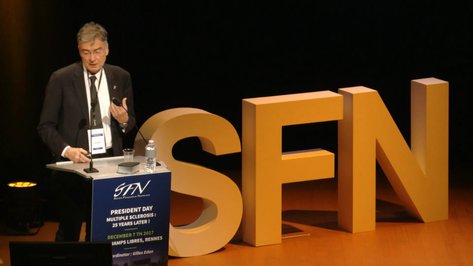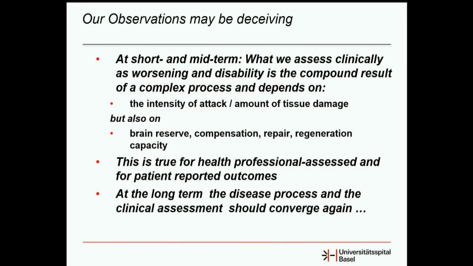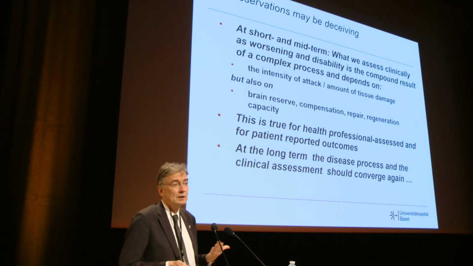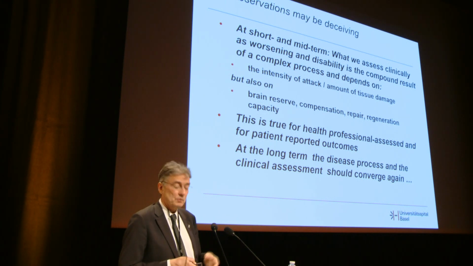So when we look at the short and mid-term, we should understand that it is something complex that we are looking at: on one side, the destructive process, on the other side, the compensation, repair, and regeneration capacity in the respective individual. And this is true for both health professional assessed and patient-reported outcomes. In the long term, we understand that these will converge again, but at that time it may be too late, especially when we are assessing new therapies. So the question about correlation to clinical findings is always relative for me. The key question is, do we really address the key pathogenetic factors in the disease? And the better we understand them, the better we can also assess new treatments.